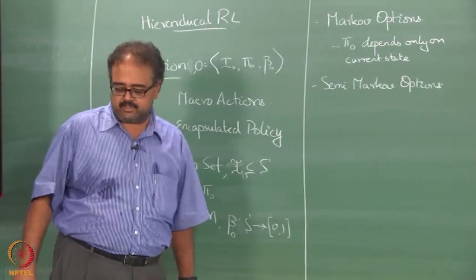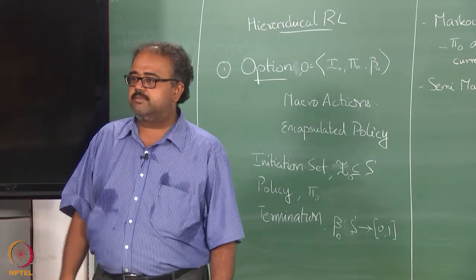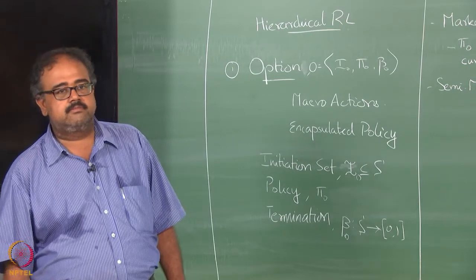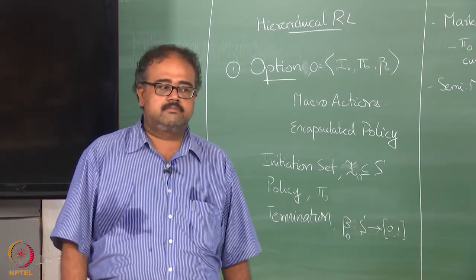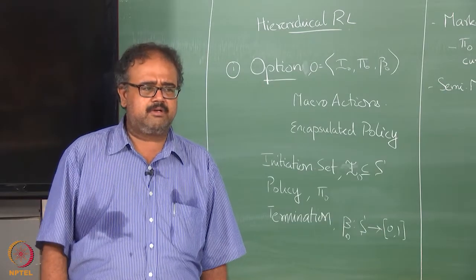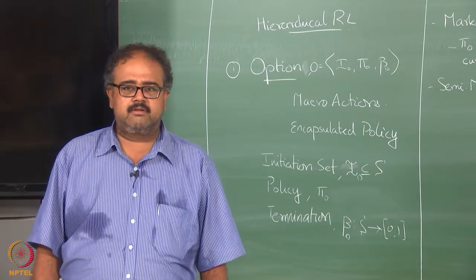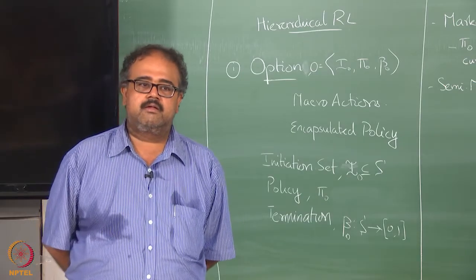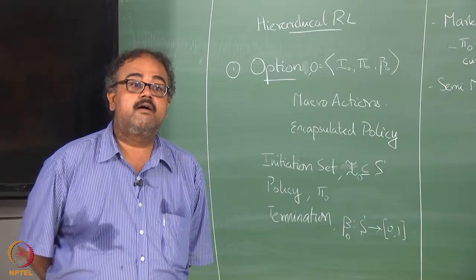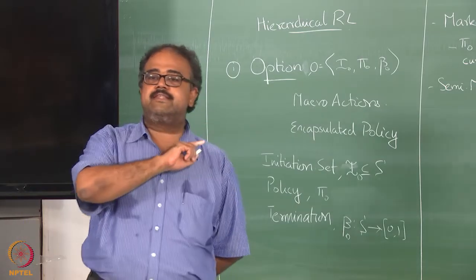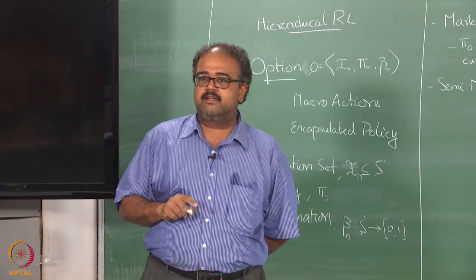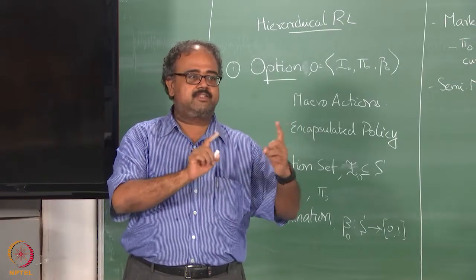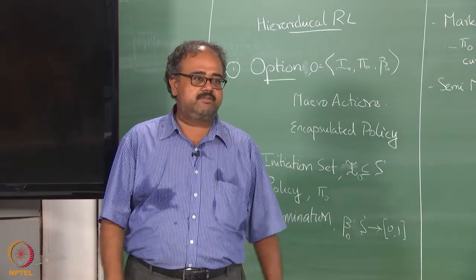The second class of options is called semi-Markov options. So what are semi-Markov options? Why semi-Markov? Why not non-Markov? It depends on the sequence of states since the option was initiated. If you remember, I was telling you why it is semi-Markov: during the execution of the option there is a dependence on history, or could be a dependence on history, we do not know.